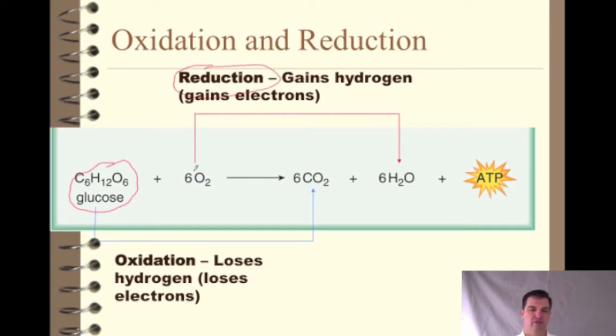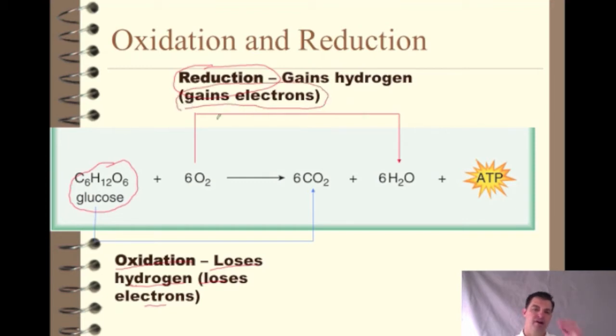In this particular set of reactions, glucose is going to be oxidized. What happens when you have oxidation is you're going to lose hydrogens from that molecule and therefore lose the electrons that go with it. An oxidation reaction is always tied to another reaction called a reduction reaction. In this particular case, oxygen is going to be reduced, and reduced means it's going to be gaining electrons.